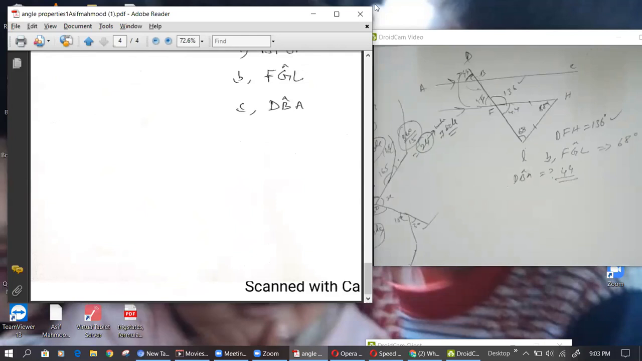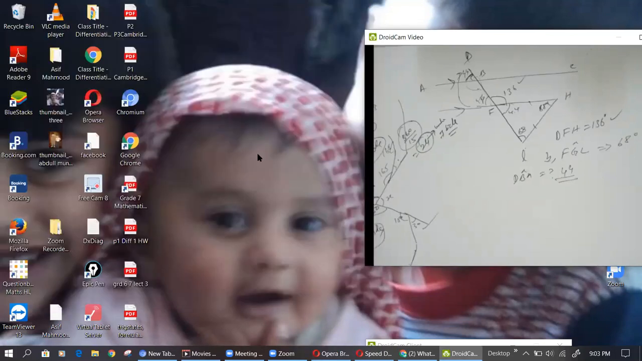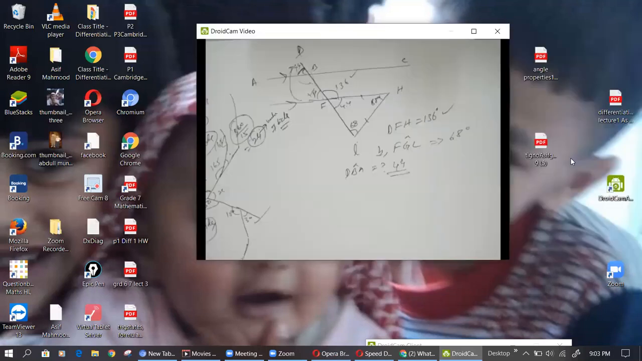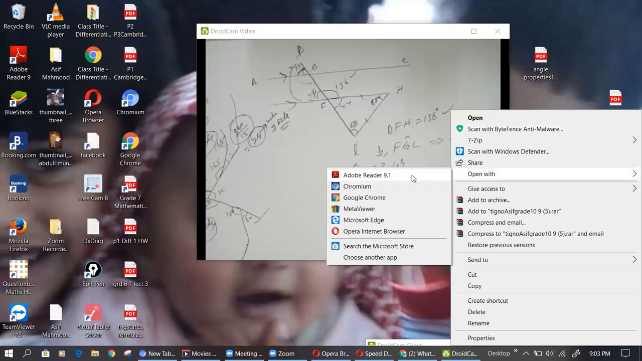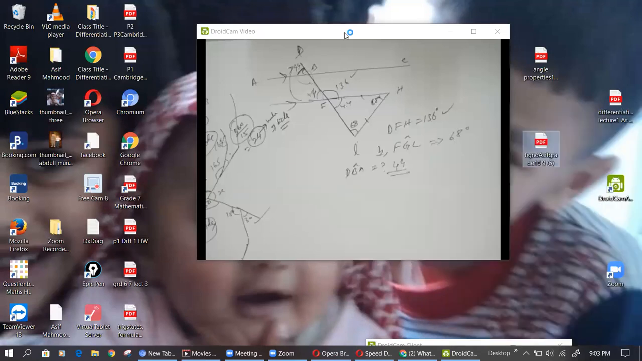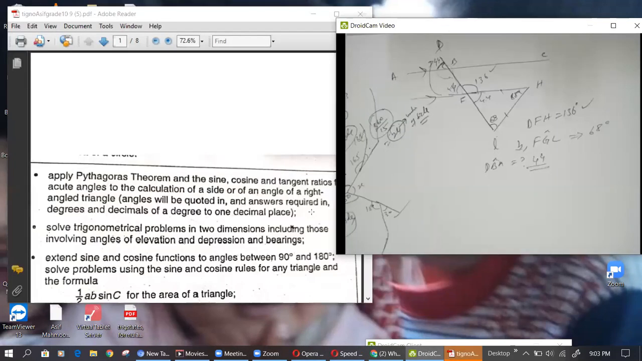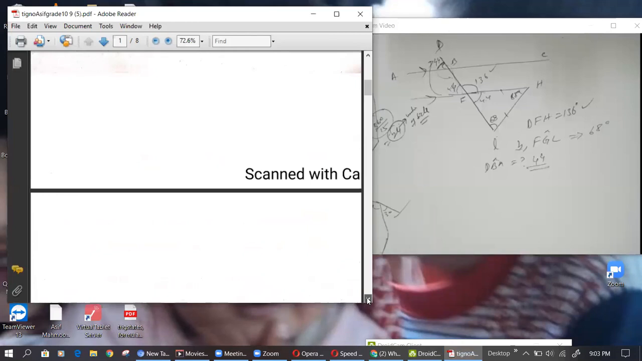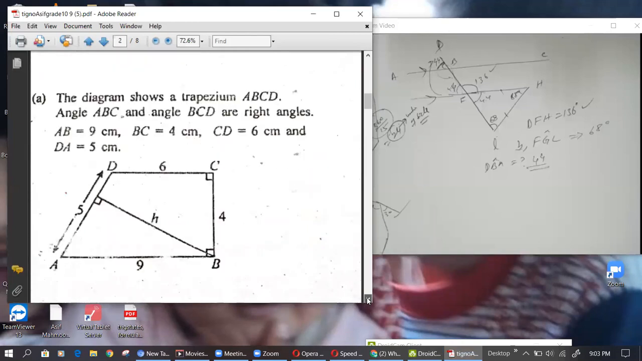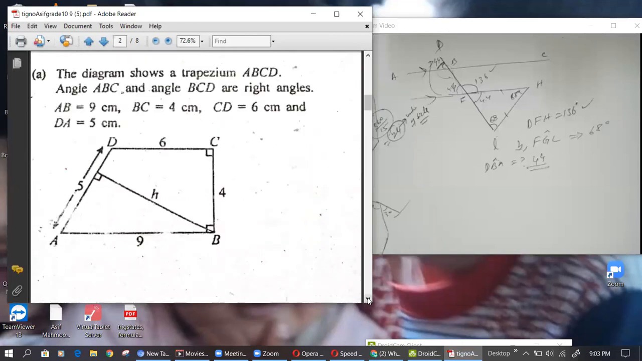Okay, this sheet is done now. I told you one thing. Where is that one? I saw one more I prepared for you. Yes, this one. You can understand a few questions from this, because angle properties are very important in order to understand trigonometric questions. So, see this question I have written.